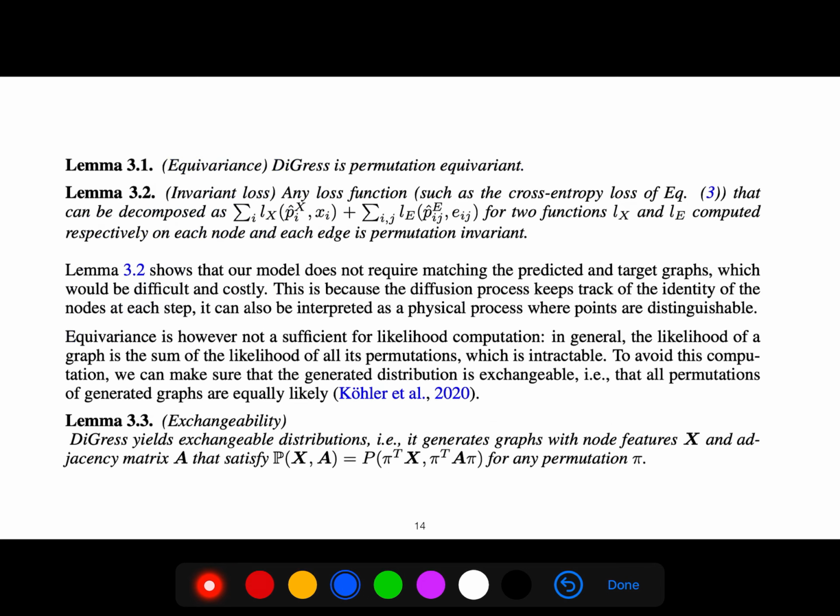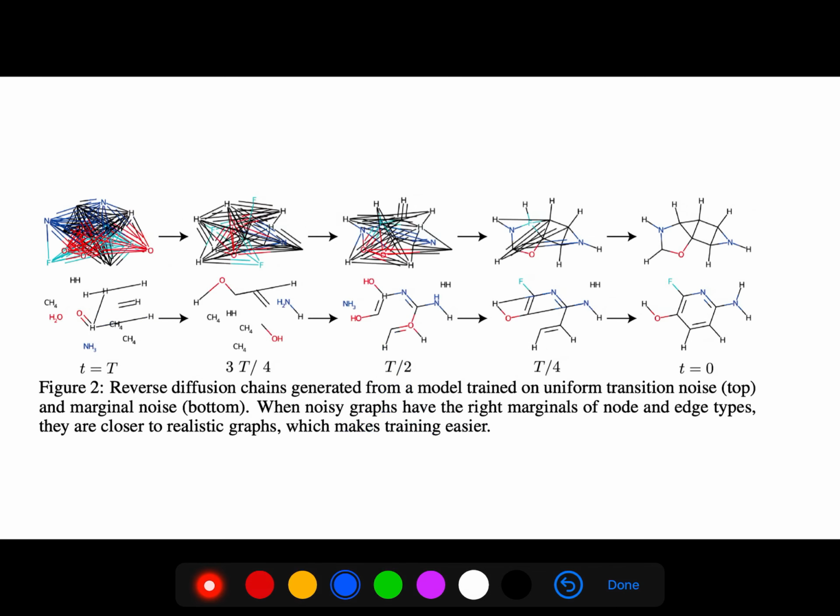for analysis. And this is the lemma that says DiGress is permutation equivariant. Another lemma says invariant loss. Another lemma is exchangeability. DiGress yields exchangeable distributions. It generates graphs with node features and adjacency matrix. And this is the reverse diffusion chain. Start from a model trained on uniform transition noise. When noisy graphs have right marginals of node and edge types, they are closer to realistic graphs.